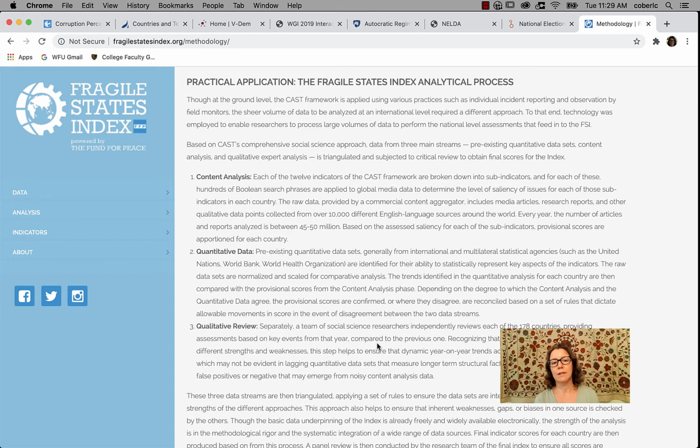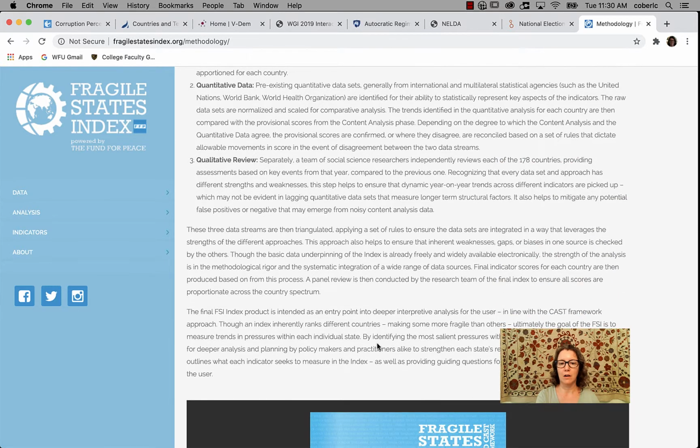But the big weakness of this particular methodology is that you don't actually know where they're getting the information from, how the commercial content aggregator is getting their data, what the actual data sets that they're using for statistical analysis, who the social science researchers are, how many are there, what is their level of expertise, things along those lines. We're missing a lot of detail on exactly how they've gathered their information, and there's very little information then on how that information is translated into the number that they're using for their score.